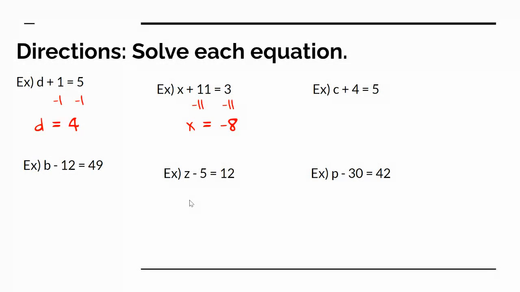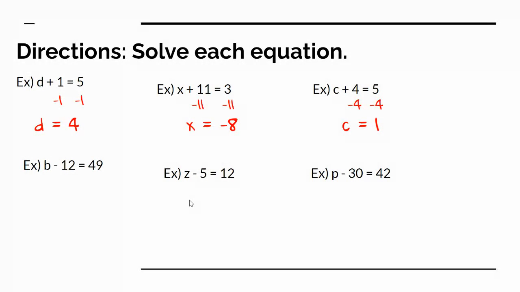c plus 4 equals 5. I need to get c by itself. Plus 4 is in the way. I need to use inverse operations to isolate my variable. The inverse of plus 4 is minus 4. So what I do to one side, I have to do to the other to keep it balanced. 5 minus 4 is 1, and I'm left with c on the left. So c equals 1.